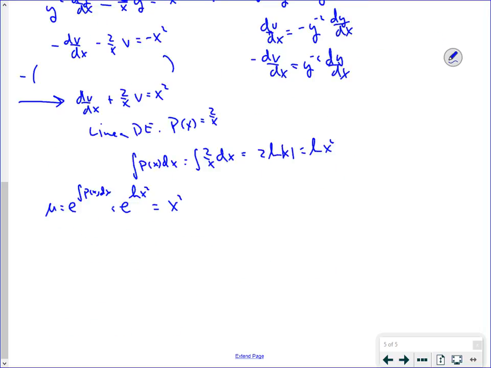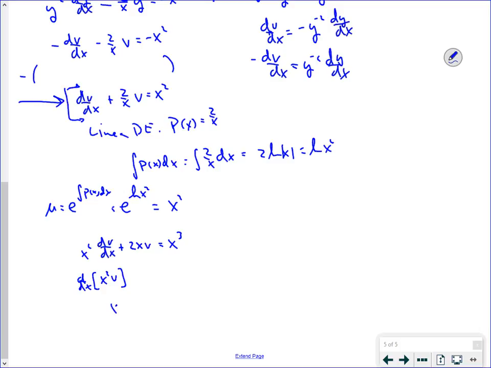So the integrating factor is x squared times dv dx plus, okay, when we take x squared, so we're multiplying this guy here. When we take x squared times 2 over x, that's going to give me 2xv equals x cubed. The left side is a perfect derivative of x squared v.